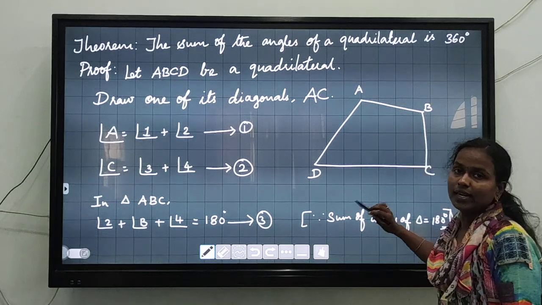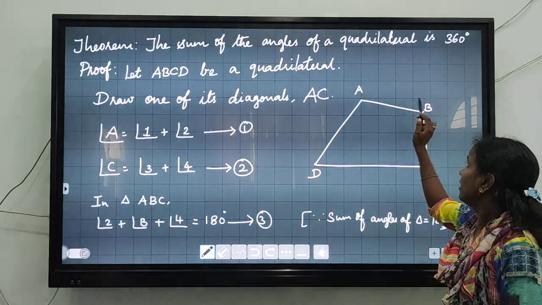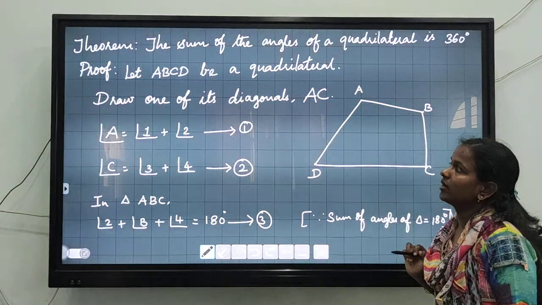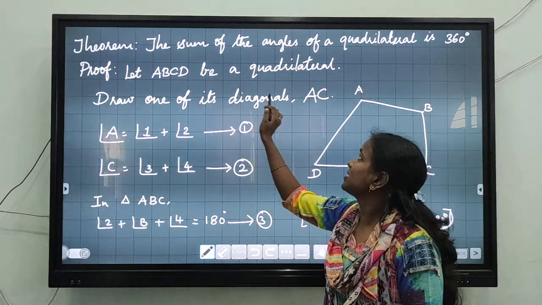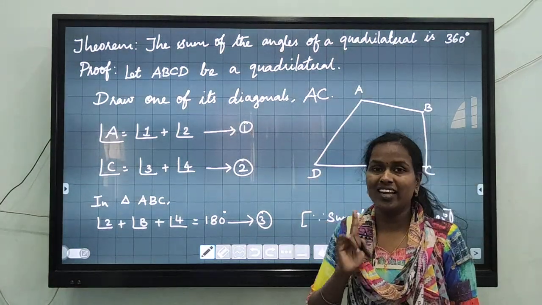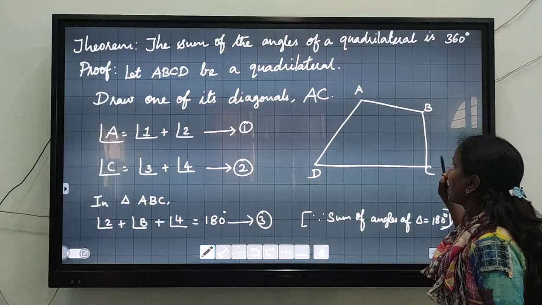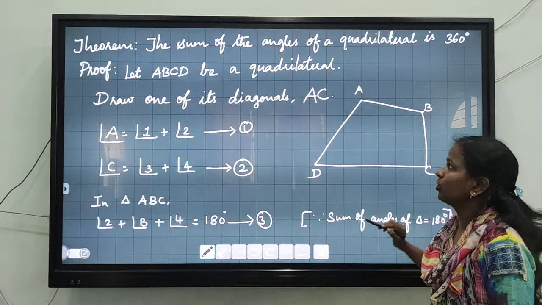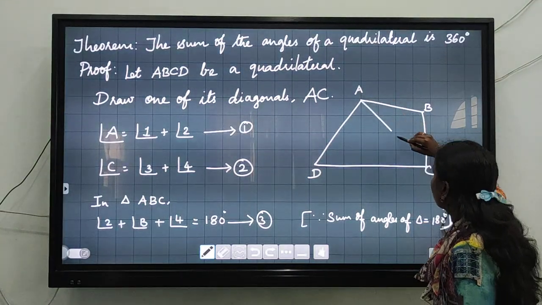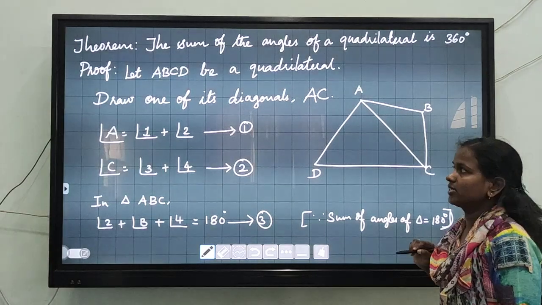So I draw one quadrilateral and I am giving the name ABCD. Then draw one of its diagonals, AC. You can draw any one. You can draw AC or you can also draw BD. I am going to draw diagonal AC.